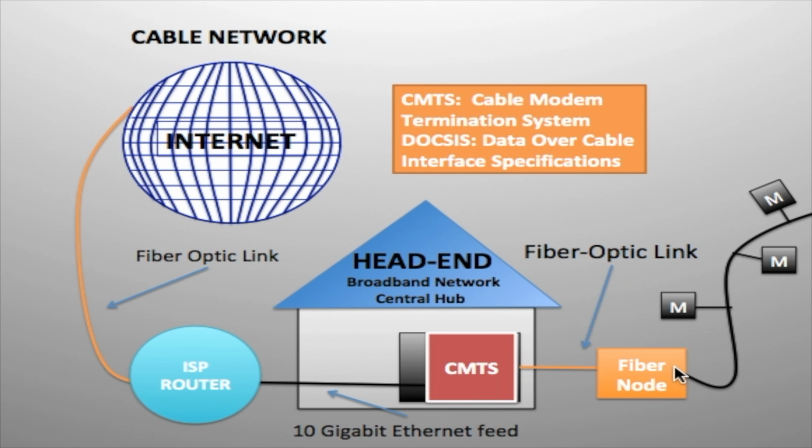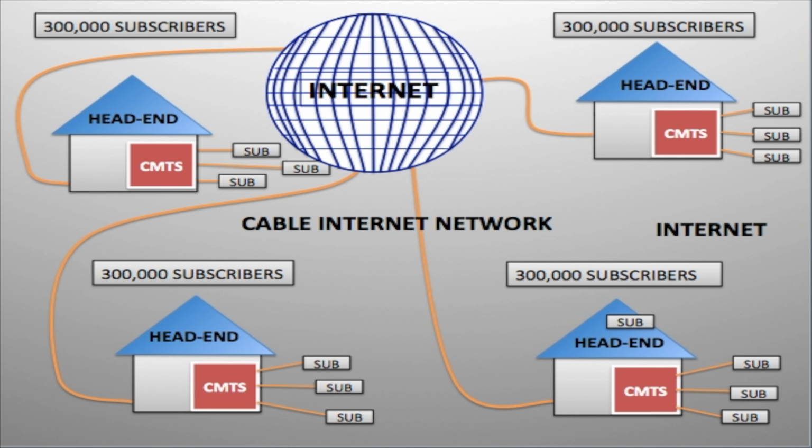Your data is converted to an electrical RF signal and then sent out onto the coaxial cable to the individual subscriber modems. A city with about 1.2 million subscribers would typically require 3 to 4 headends. Each headend serves an area ranging from roughly 200,000 to 300,000 subscribers.